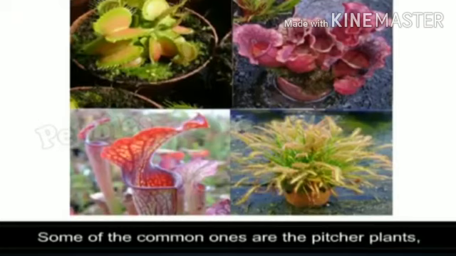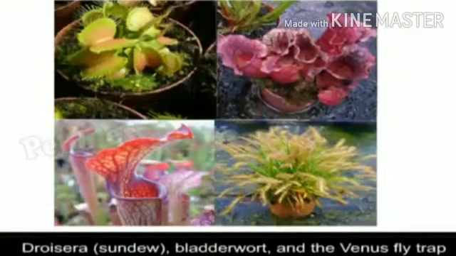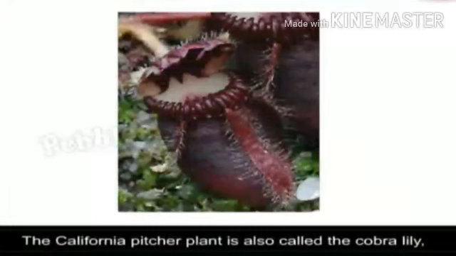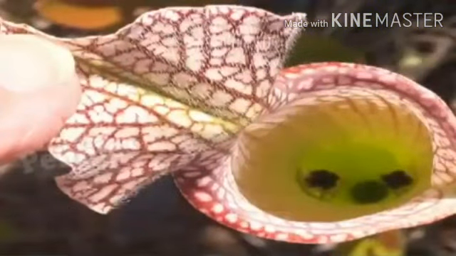Did you see in this image? This is a pitcher plant, and then Venus flytrap, and then Drosera, that is a sundew plant, and bladderwort, and finally a Venus flytrap. These are the examples of carnivorous plants. They get nutrients from insects. And this is a California pitcher plant, also called a cobra lily. Why is it called a cobra lily? It looks like a cobra snake. Did you see in this picture, it looks like a cobra snake.